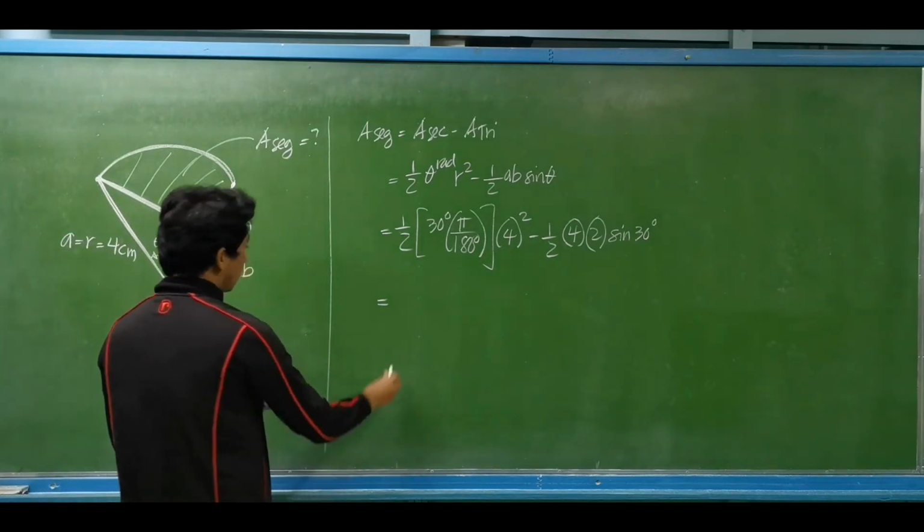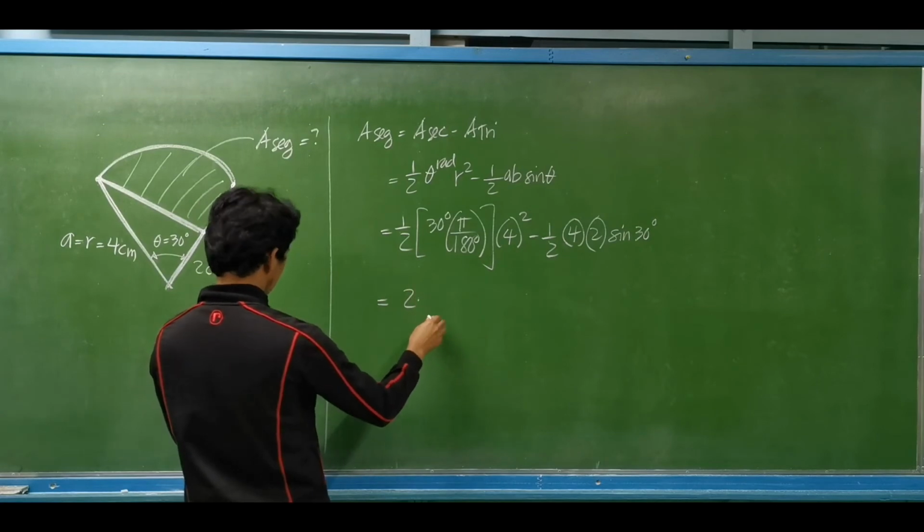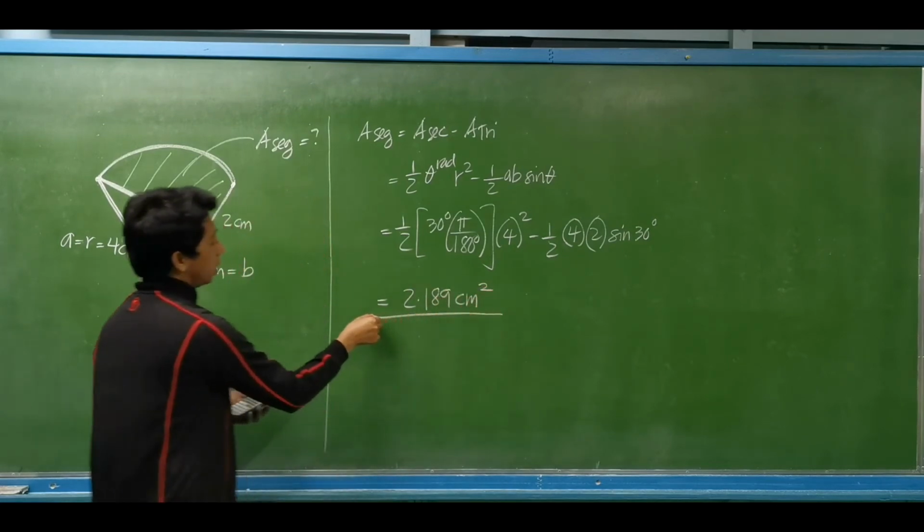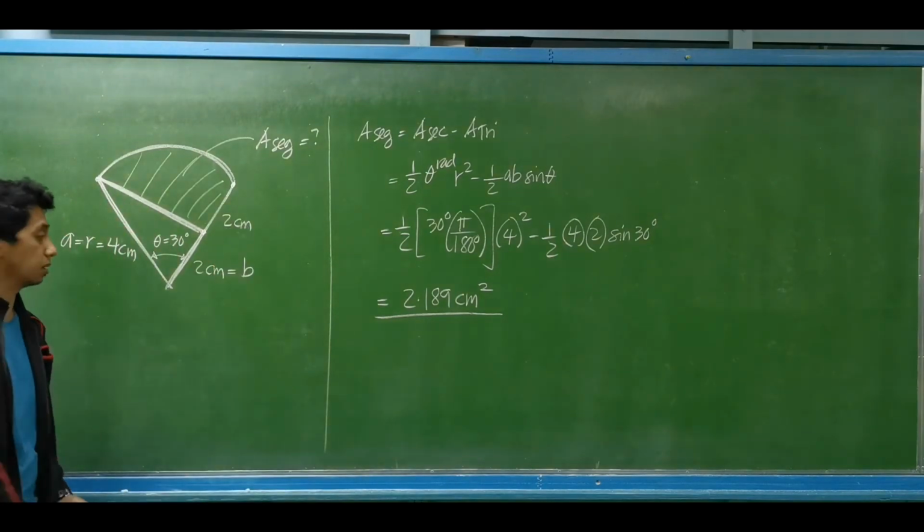Okay, so we have the area equal to 2.189 square centimeters. So this will be the area of the irregular segment.